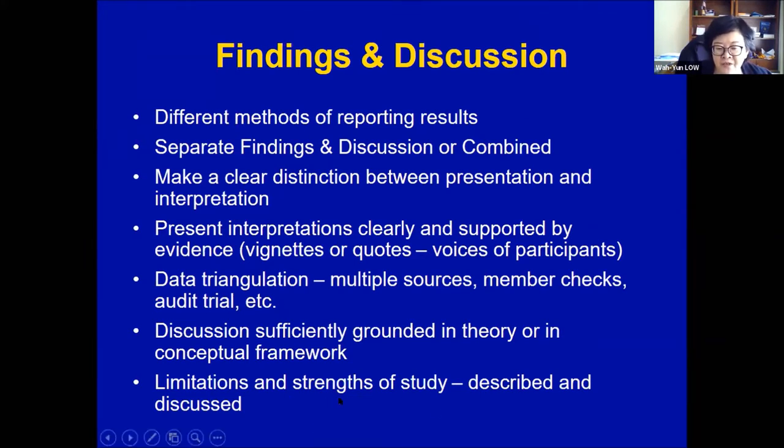And again, limitations and strengths of your study, it's important. This is discussion. Not every study is perfect. You do need to have one or two limitations in your study, but you don't need to give all the limitations. If you have so many limitations, how would the reviewer or the editor want to accept your paper? But you do need to discuss your limitations.